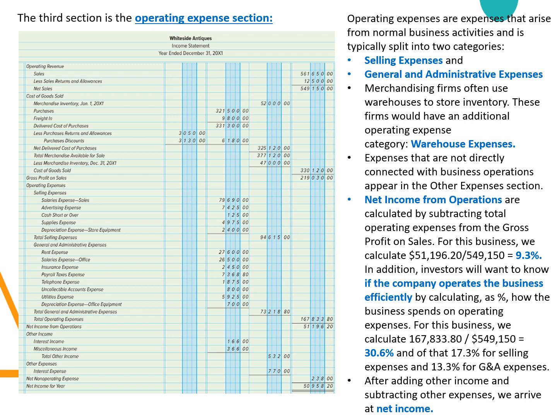We don't really know whether 13.3% for G&A expenses is high or low unless we compare the financials for this period to a prior year, the forecast for this year, or to another company in the same industry. After adding other income and subtracting other expenses, we arrive at net income.